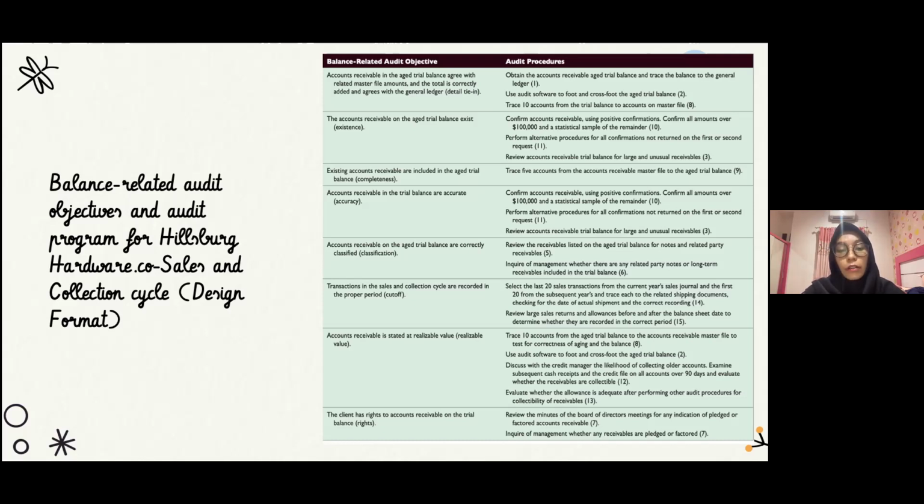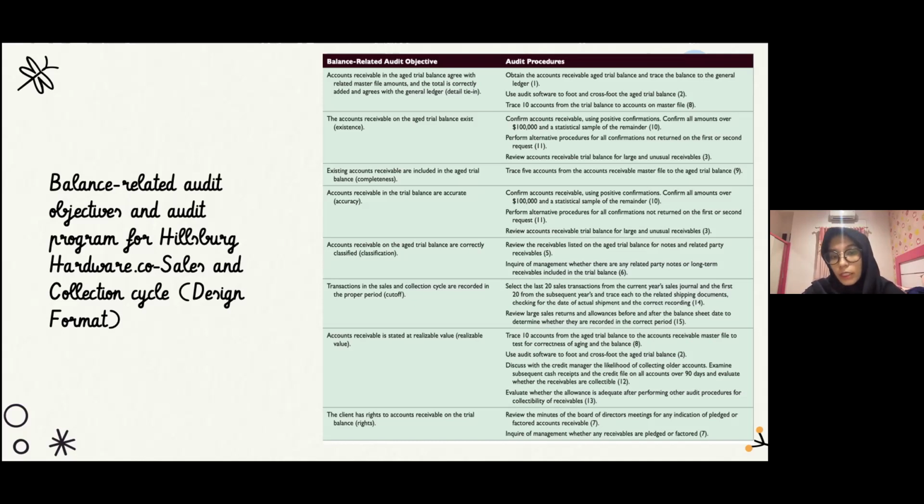For accuracy, the objective is that the accounts receivable in the trial balance are accurate. The audit procedures, we have 3 here. It is to confirm accounts receivable using positive confirmations, confirm all amounts over $100,000 and a statistical sample for the remainder, and then perform alternative procedures for all confirmations not returned on the first or second request, and then review the accounts receivable trial balance for large and unusual receivables.